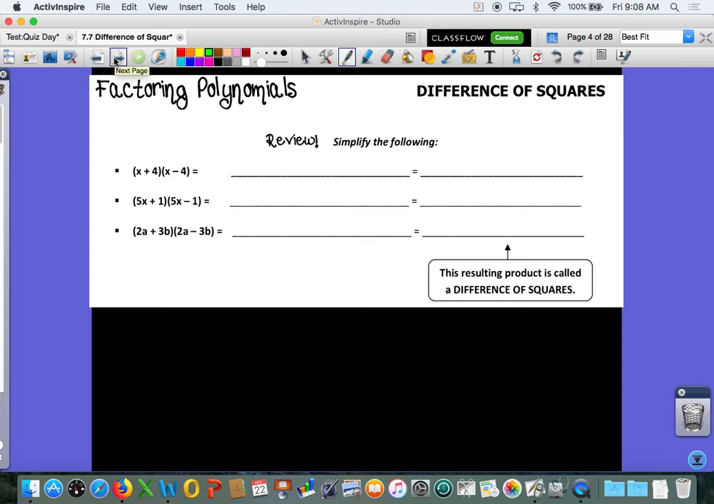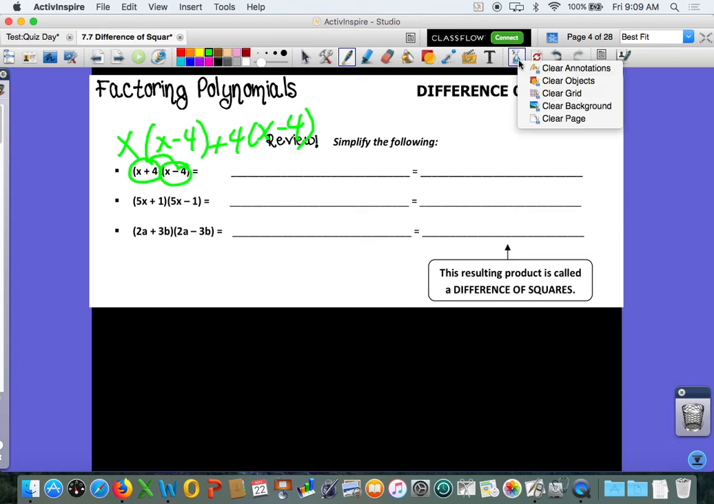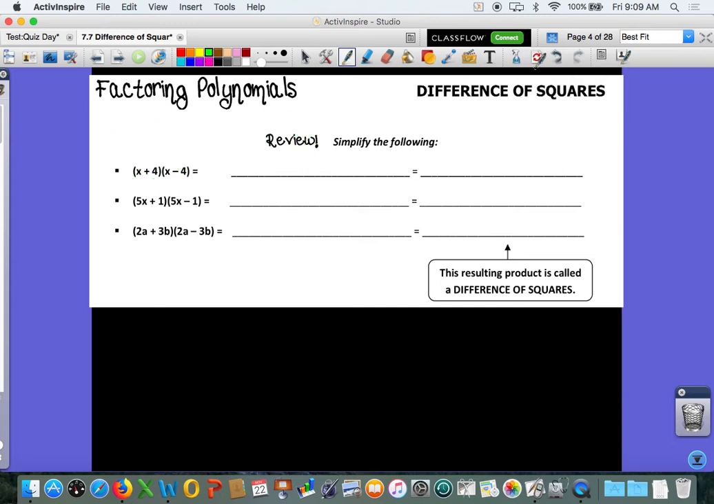This is a quick review of the FOIL method. Technically, it does not matter what order you go in as long as you multiply everything right here by everything right here. In fact, you could almost break this down and say that this is x times x minus 4 plus 4 times x minus 4. As long as you have this all figured out and you have it all multiplied together, it honestly does not matter the order. We do want it in standard form at the end though.